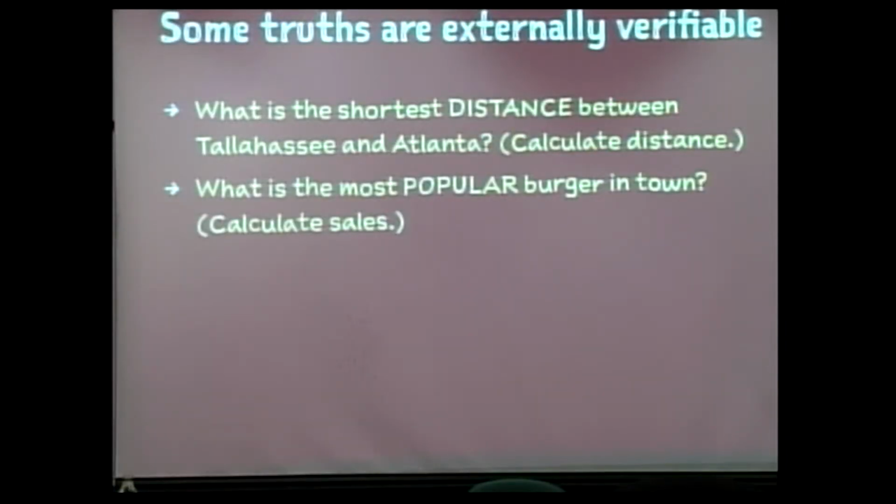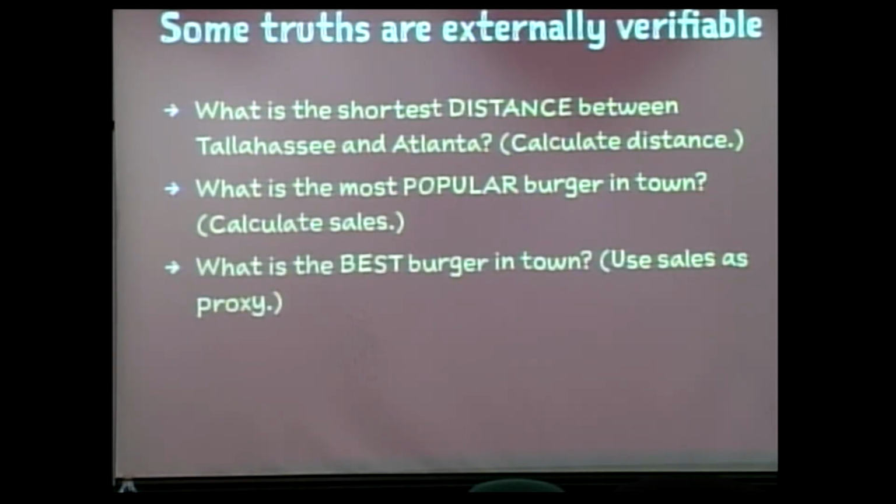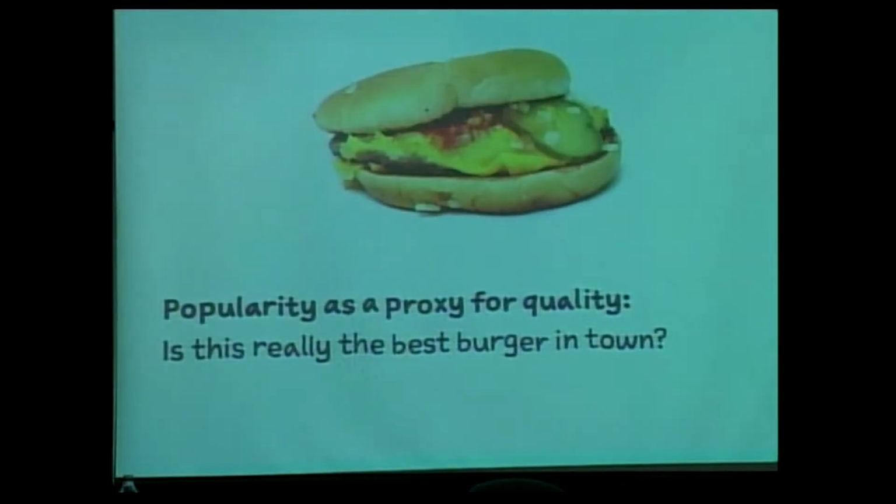We can ask questions, though, like what is the most popular burger in town, where we operationalize this term popular in a certain way. We might operationalize this as number of sales. Popularity is a social construct, even more so the best burger in town. We can operationalize things that are objectively measurable, like sales, and we can either ask or use sales directly, or use sales as a proxy for best. The problem with doing that is that you end up in scenarios like this.